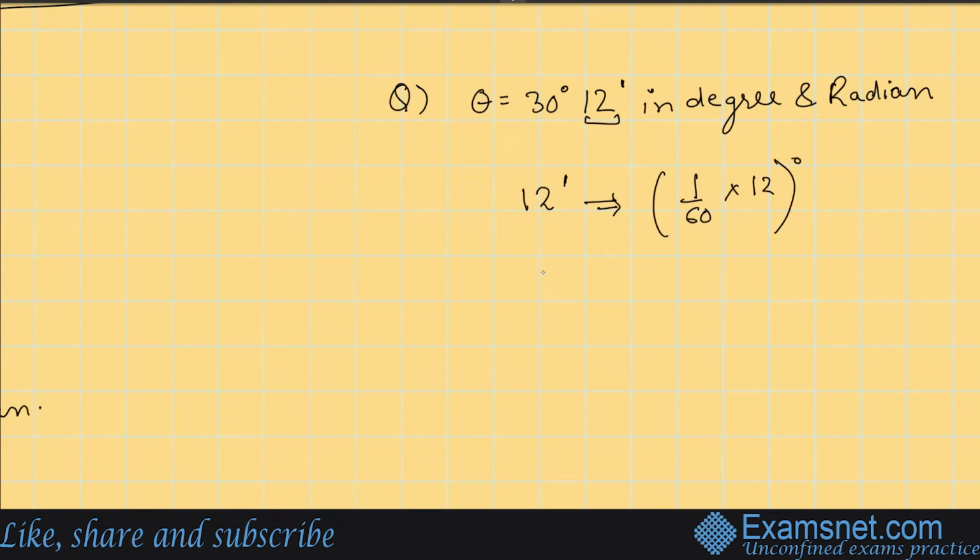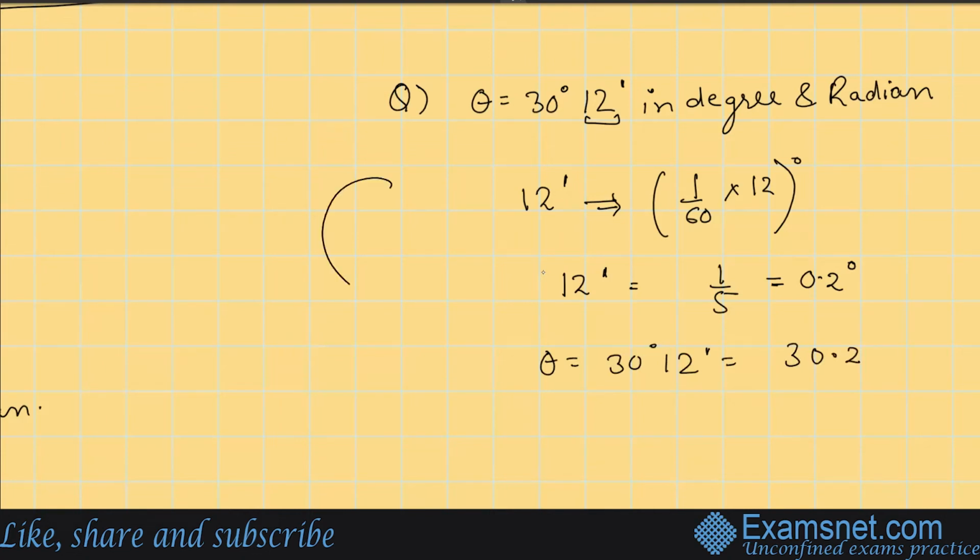Just you have to multiply with 1 over 60. You can even go with the unitary method. So 12 minutes would give you how much? That would give you 1/5, and that is 0.2 degree. If this is 0.2 degree, now you got the answer, right? 30 degree 12 minutes would give you 30.2 degree. So now you can easily draw a diagram consisting of an arc, and you can name this angle as 30.2 degree. Easy. So these kinds of questions you can easily solve.